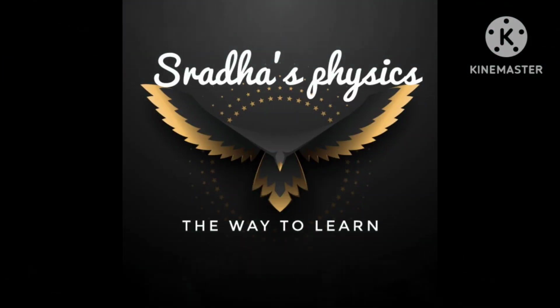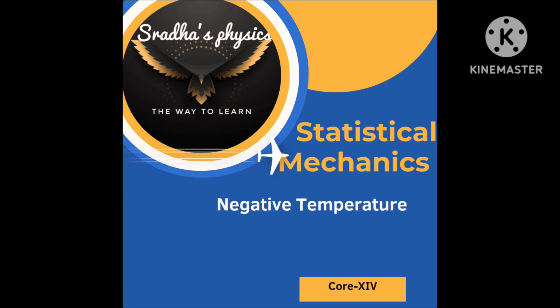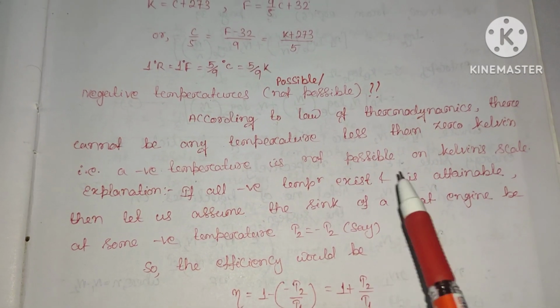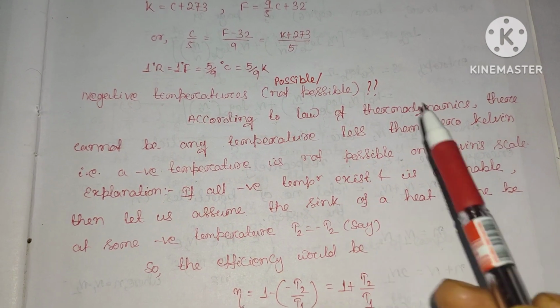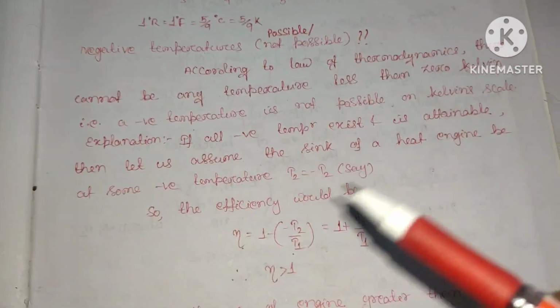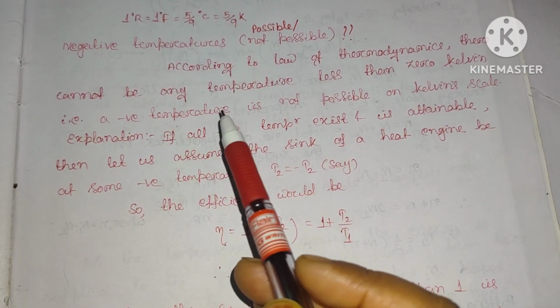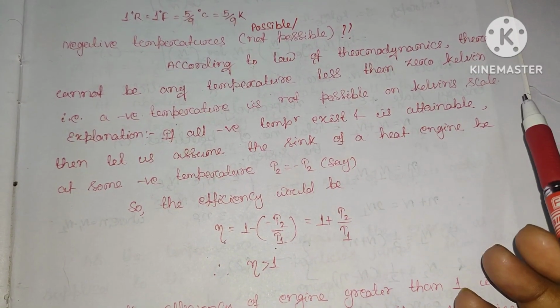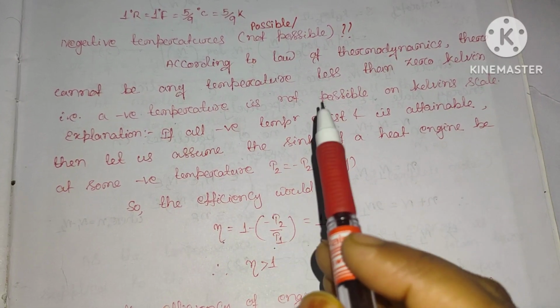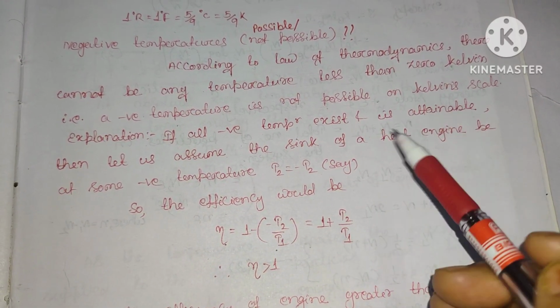This video is based on statistical mechanics for the core 14. Today we will see the negative temperature, whether it is possible or not possible. According to the law of thermodynamics, there cannot be any temperature less than 0 Kelvin. So it means that a negative temperature is not possible on the Kelvin scale.